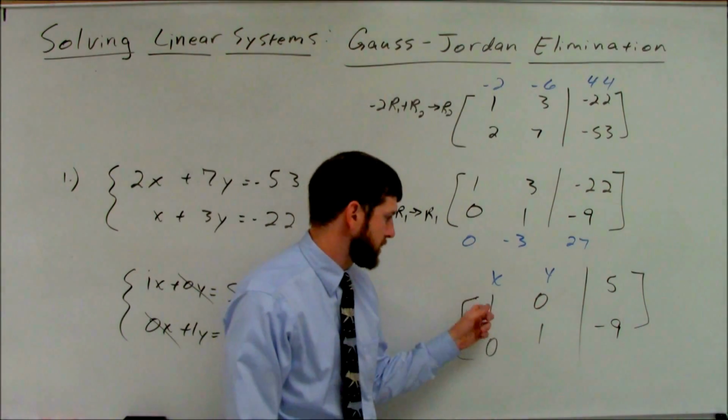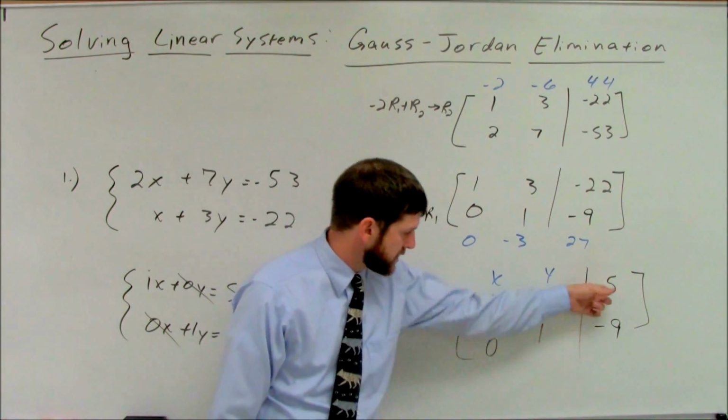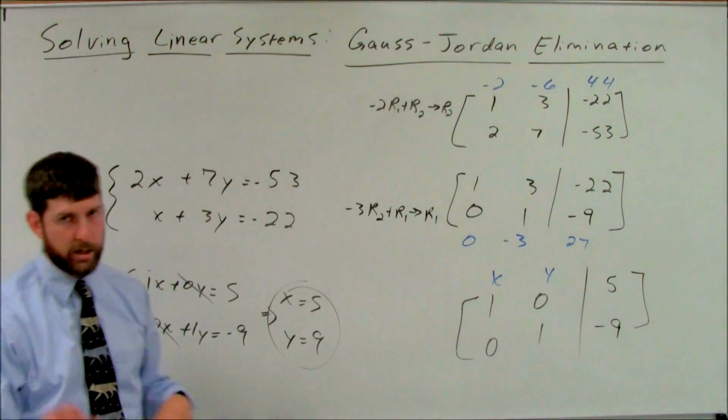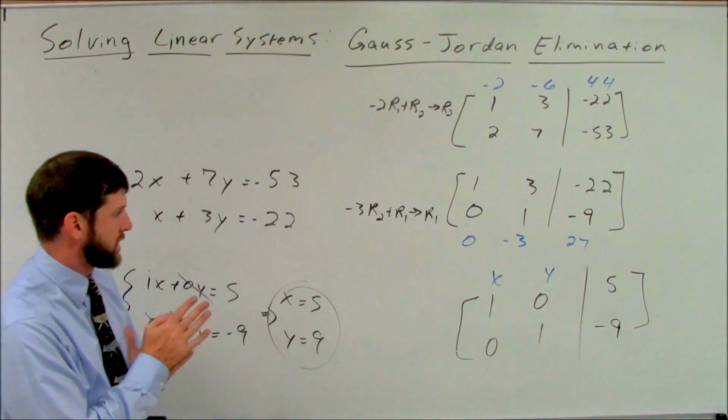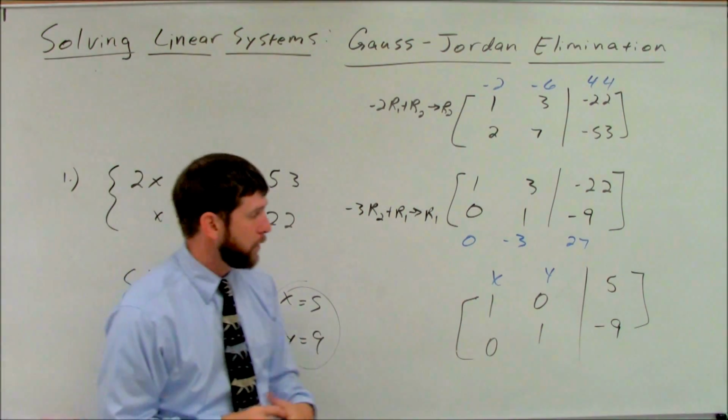But if you recognize it, that's my x column, that's my y column, so x is 5, y is negative 9. Very fast way to do it if you're real quick with your calculations. It's phenomenal when you look at it for large systems, large variable systems.